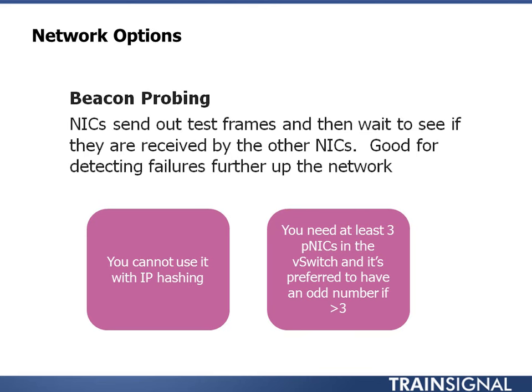And just as an aside, this was fairly popular with blades for a while because most blade chassis have an internal switch in them, and then they connect to, again, another top-of-rack or end-of-row switch. So it was a great way to check not just from the server or the blade to the internal switch, but beyond that as well. Again, you just have to have 3 or more NICs.